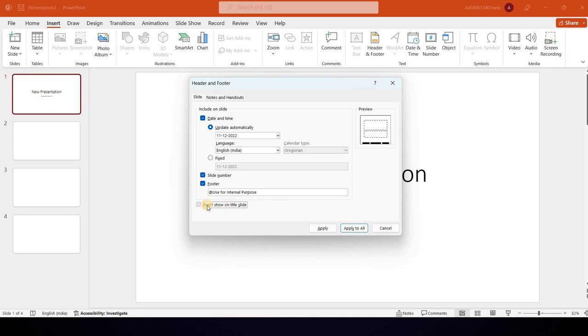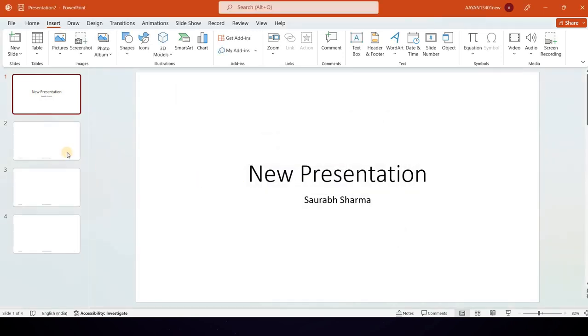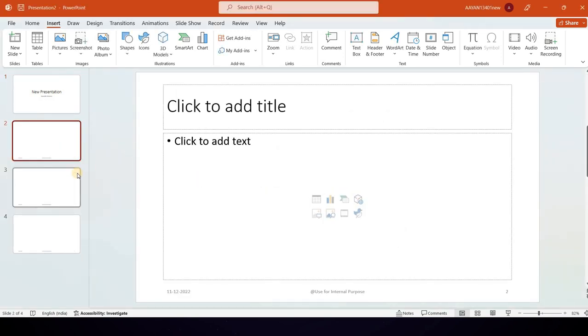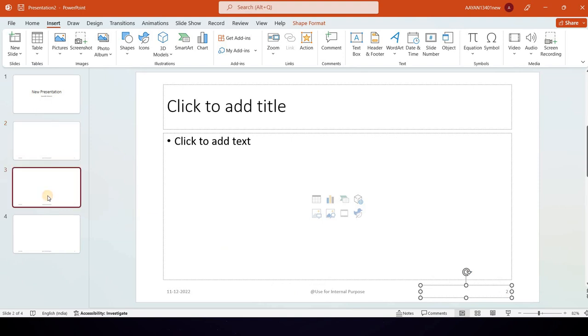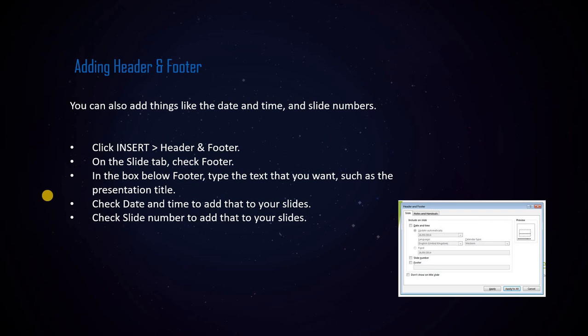Okay, so I'm clicking here, don't show on the title slide, then apply to all. Now you can see in the next slide, not the title slide, we have the date, the footer, and the slide number. And if you go down, you can see all your slides have the header and the footer. This is very useful when you have multiple slides and you want to use it for internal purposes, and you can also mention the date and time.